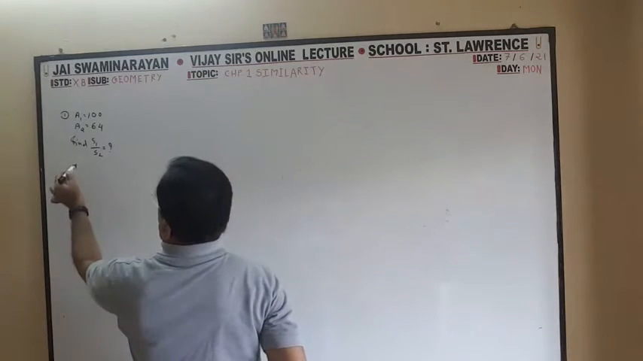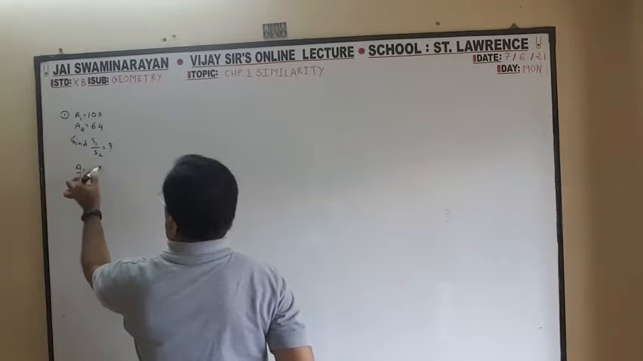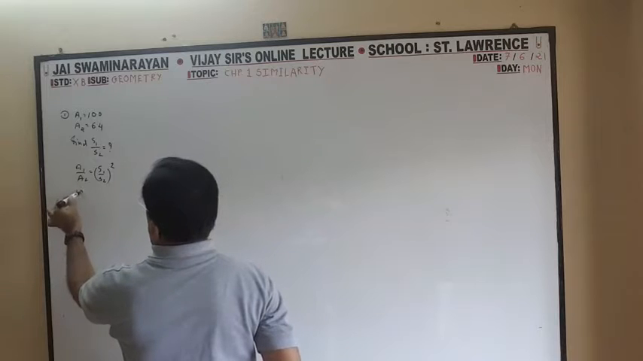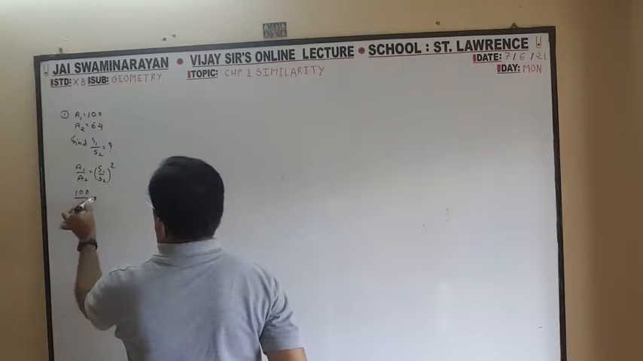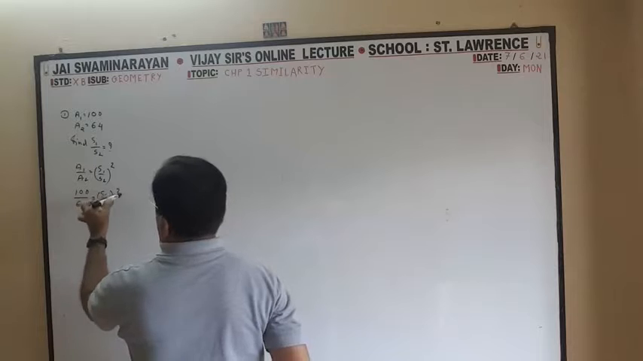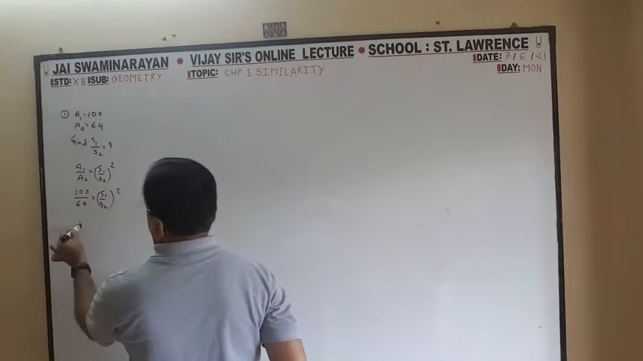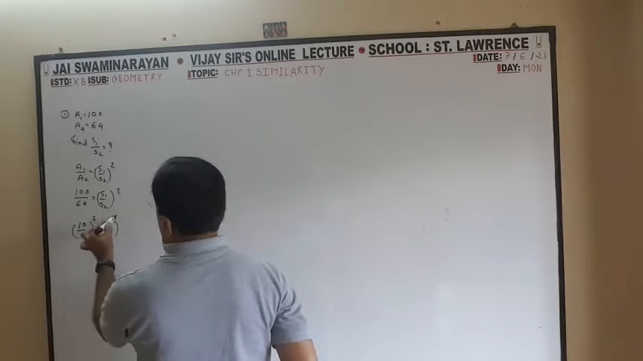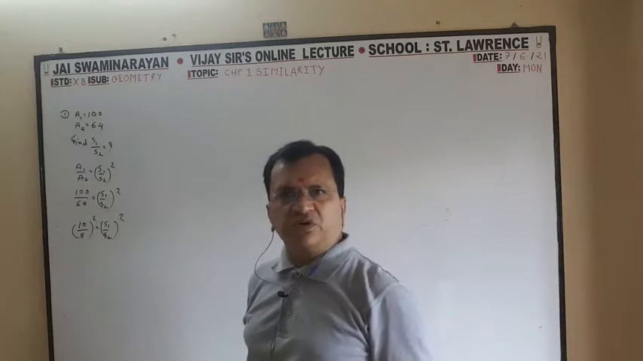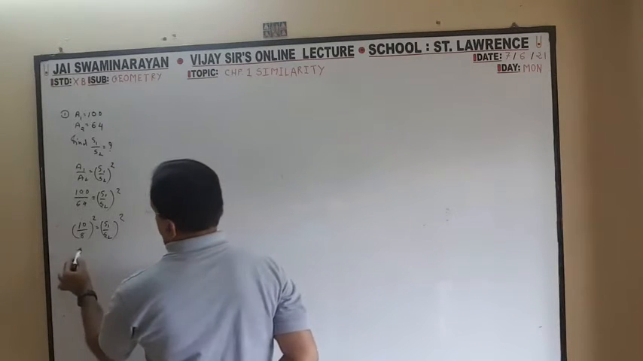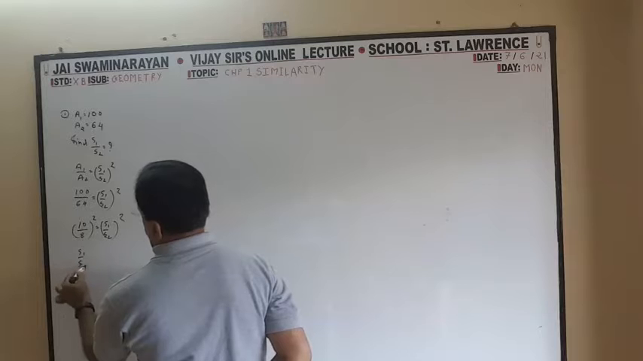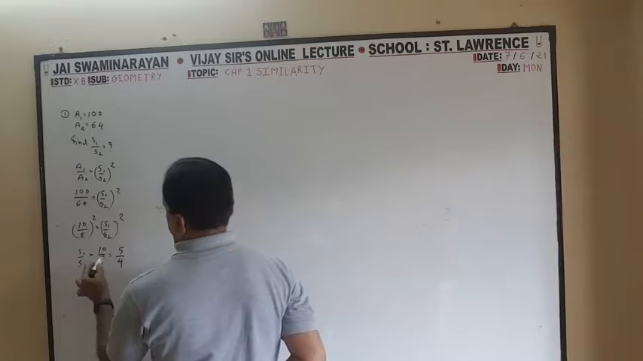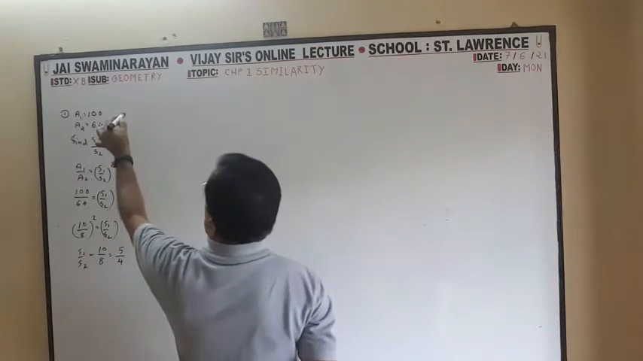Simple, I am giving an example. So area 1 by area 2 is equal to side 1 by side 2 whole square. This is given 100, this is given 64. Now this is 10 by 8 whole square, side 1, side 2 whole square. Taking square root on both sides, S1 by S2 is equal to 10 by 8. Make it half, so it is 5 by 4. Reversible.